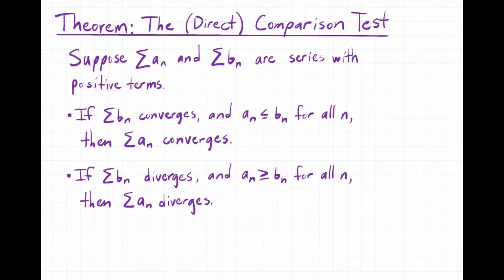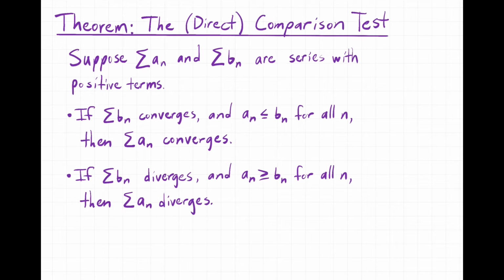The comparison test and the limit comparison test are two tests we can use to check whether a series converges or diverges by comparing it to a known series, usually a p-series or a geometric series because they're the easiest to work with. The direct comparison test is as follows.